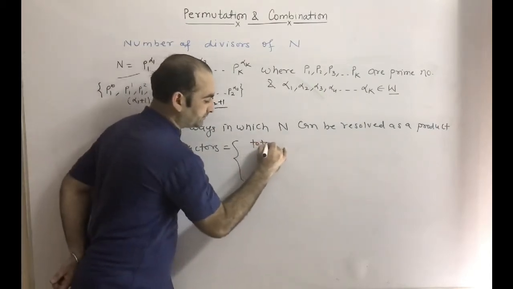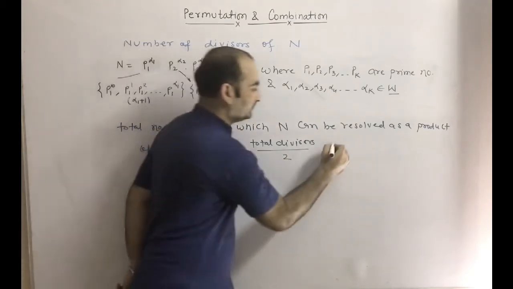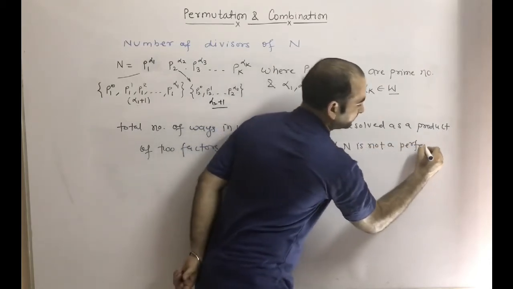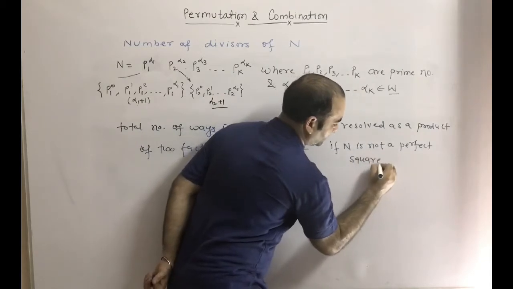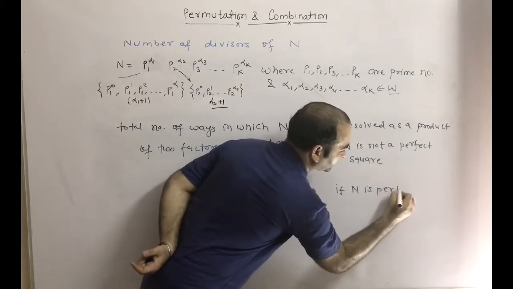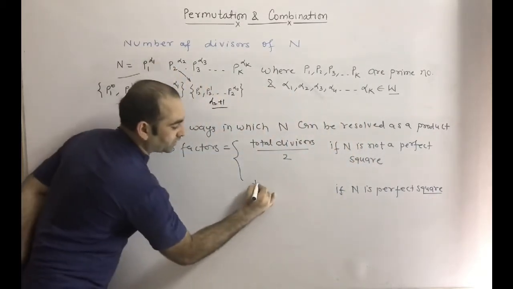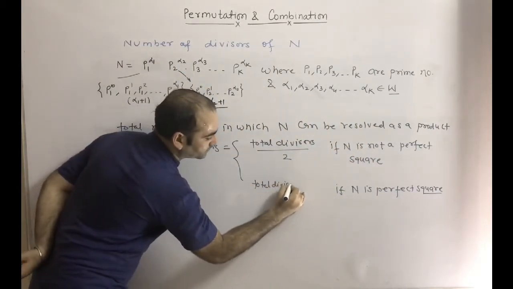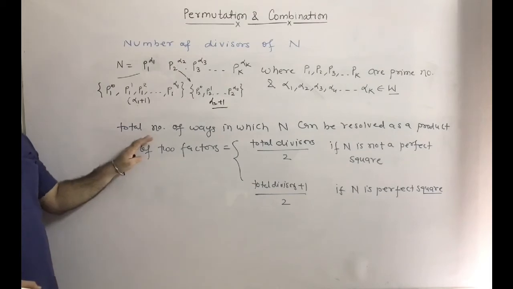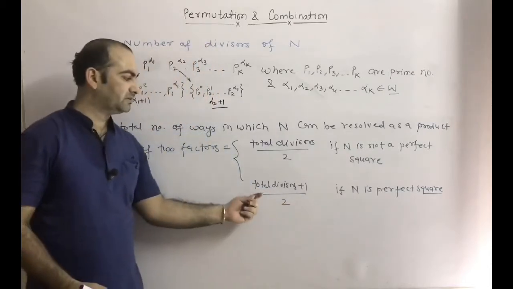total divisors divided by 2, if n is not a perfect square. If n is a perfect square, then we will get total divisors plus 1 divided by 2. So the total number of ways: if n is not a perfect square, we get total divisors divided by 2. If n is a perfect square, we get total divisors plus 1 divided by 2.